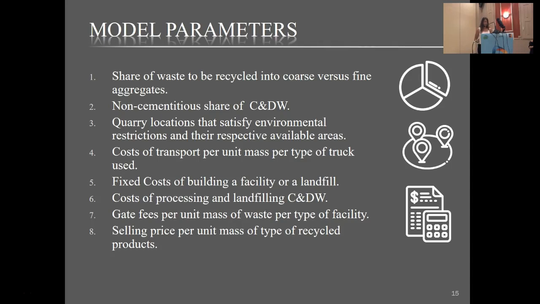The model parameters used as inputs can be divided into three categories. I'm going to be needing the composition of the waste: which is cementitious, which is non-cementitious, and which can be recycled into coarse versus fine aggregates. I'm going to need to know the location of the abandoned quarries and the respective areas. And finally, I need to have some idea about the prices, the cost that it takes to landfill, to recycle, the revenues, the gate fees, etc.